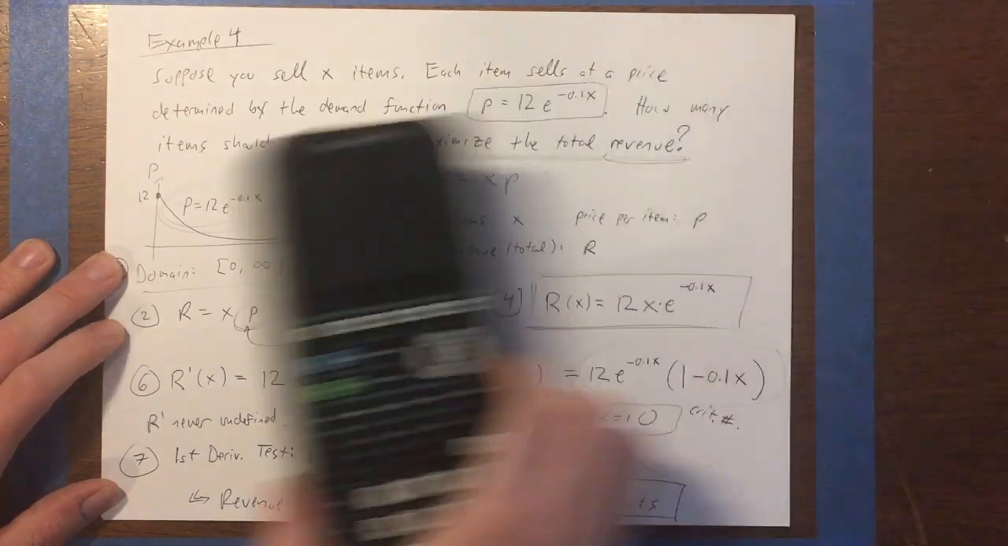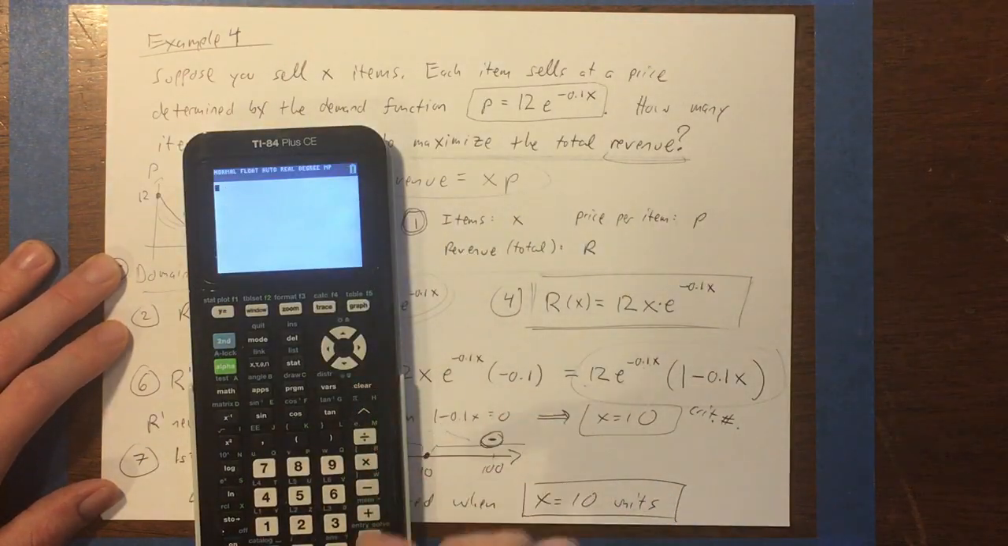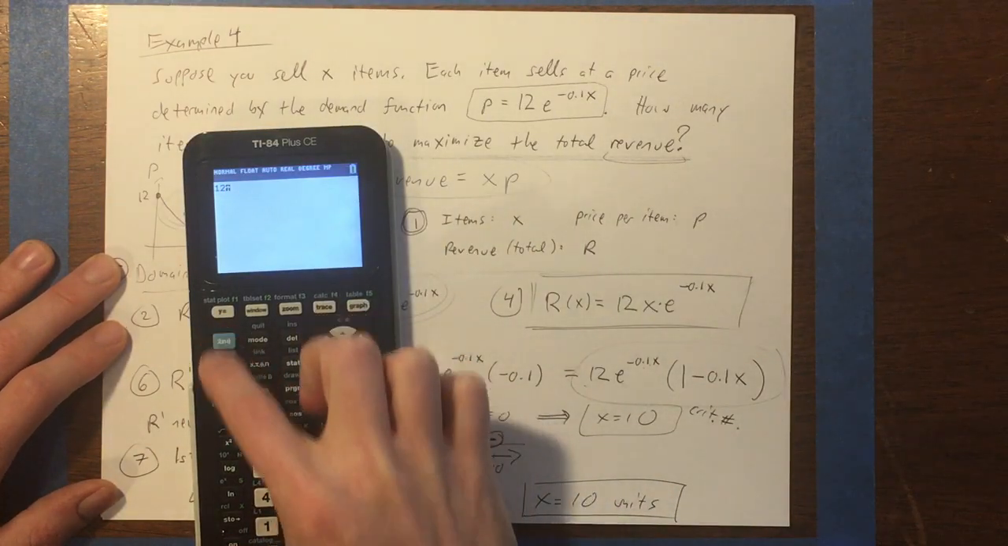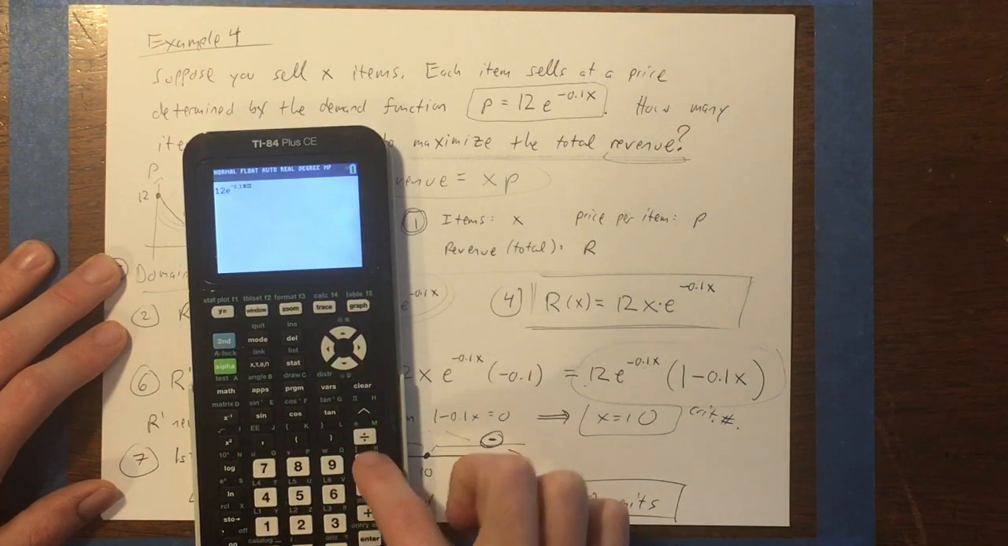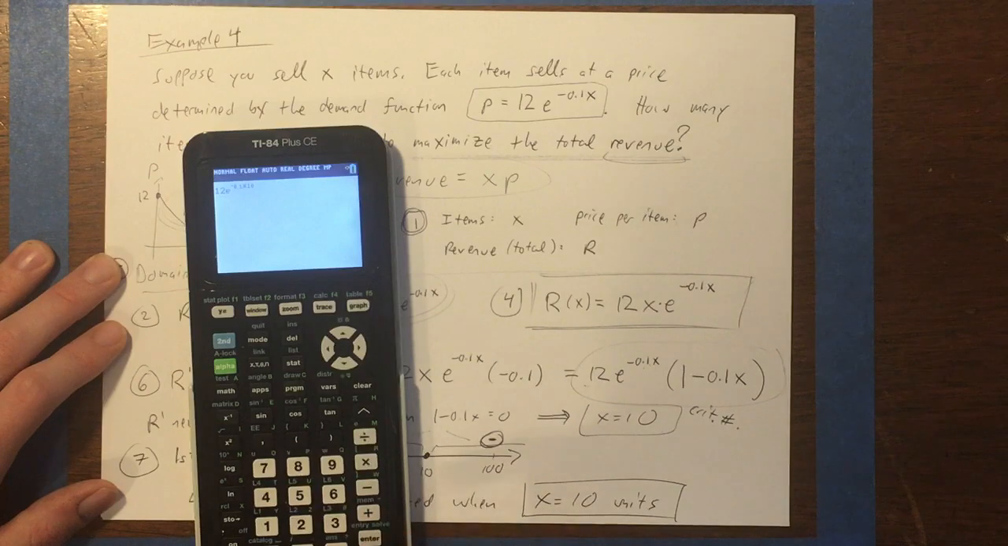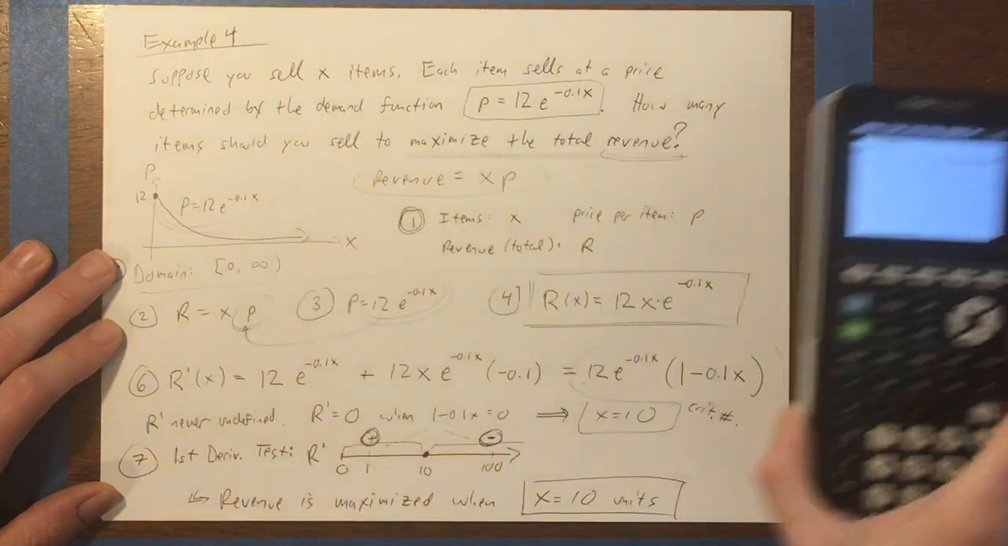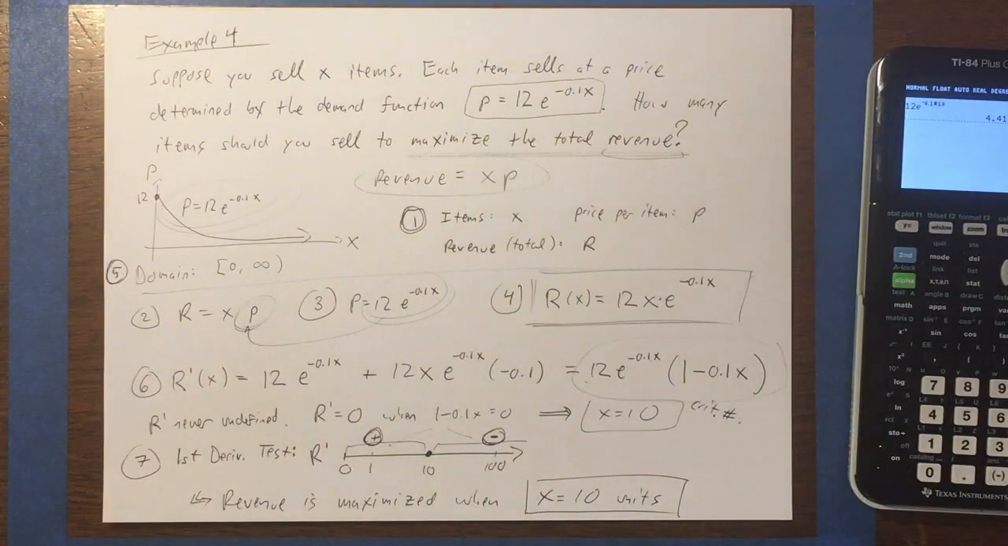Calculate that out. I'm actually curious. What is the price we should sell these units for? 12 times e to the power negative 0.1 times 10, which is just negative 1. I guess that's 12 over e. $4.41. So produce 10 things and sell them all for $4.41. And then hypothetically, that should maximize your revenue if our demand function is correct. So that's the end of the optimization problem.